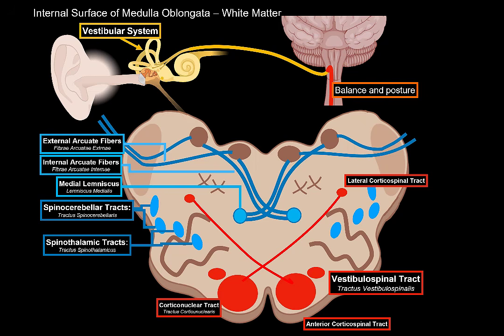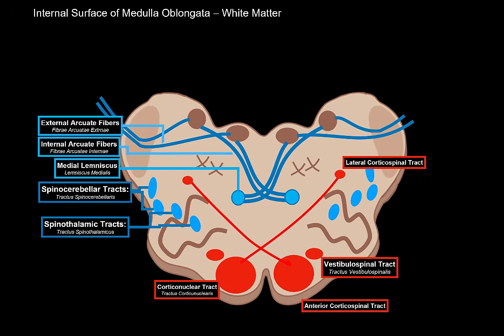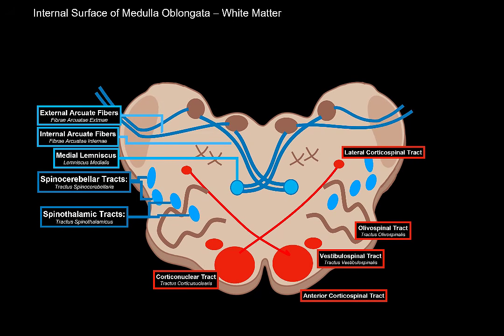And this happens unconsciously because this tract doesn't originate from the cortex. So unconscious balance of your body is the function of this tract. So that is the vestibulospinal tract. Next we have the olivospinal tract, which comes from the olivary nuclei. The olivospinal tract will also take part in helping you keep your balance and posture.